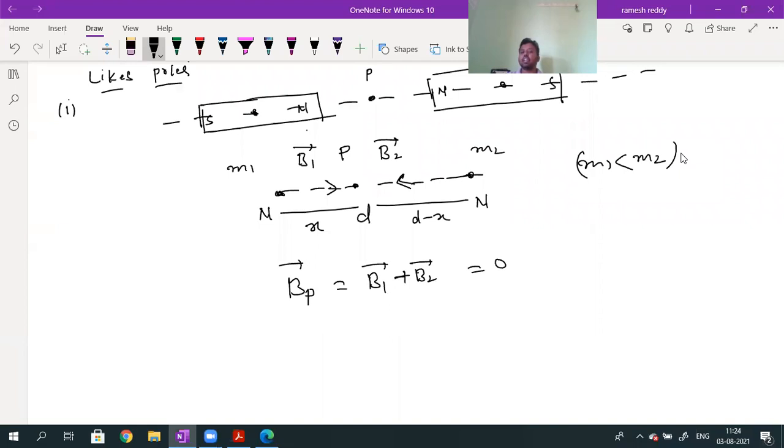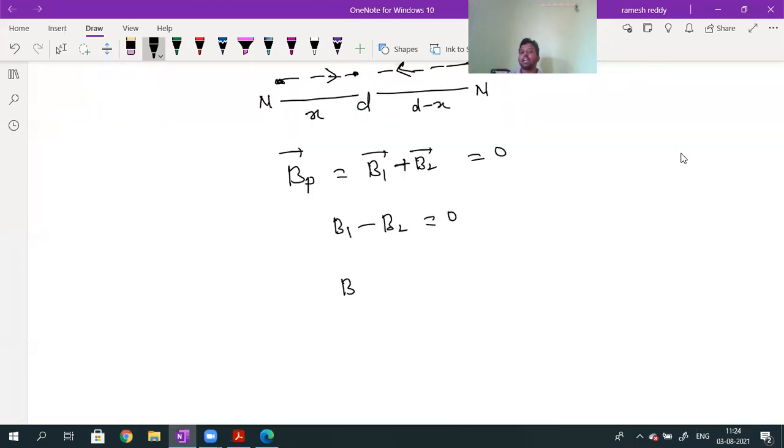Since B1 and B2 are in opposite directions, B1 minus B2 equals 0, so B1 equals B2. B1 is the magnetic field induction due to pole strength m1, and B2 is the magnetic field induction due to pole strength m2. So mu naught by 4 pi into m1 divided by x square equals mu naught by 4 pi into m2 divided by d minus x whole square.